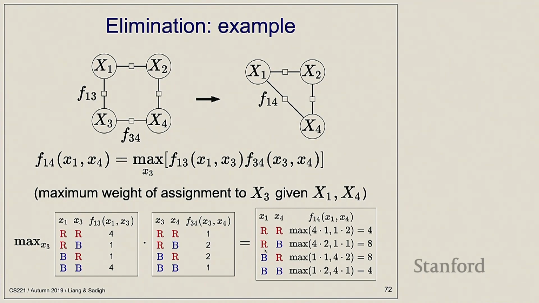So just another example, if we did red-blue, so x1 is red, x4 is blue. There are 2 options for x3. First, it would be red. So if we go from red to red, that's 4. And then from red to blue is 2. So we go 4 times 2 here. And then the next thing would be if x3 is blue. So we go from red to blue, which is 1. And then blue to blue, which is 1. And that's 1 times 1. And then we would say, oh, well, in this case, the best value of x3 would be red. So it's kind of like internally optimizing.